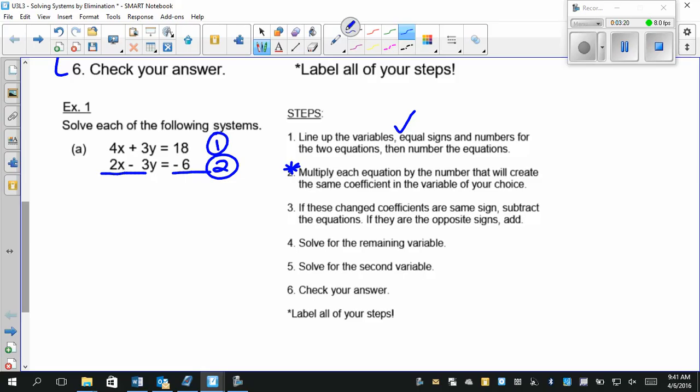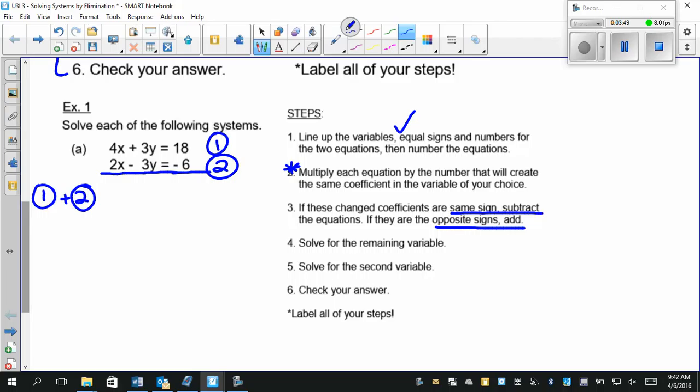And step 3 says, if the changed coefficients, so if the numbers that are the same there, have signs that are the same, we're going to subtract. If they are the opposite signs, we're going to add. So you can see we've got a plus 3y and a minus 3y. So we are going to add these two equations. And you'll see why it's important to do that once we add them. And we just add them straight down.